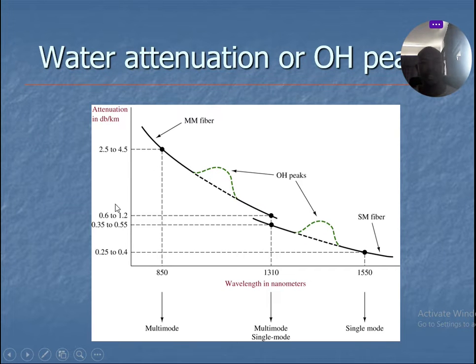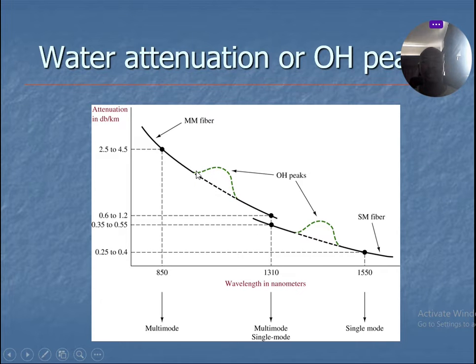Now, when plotted against the attenuation in decibel per kilometer, you can see that as the wavelength increases, the attenuation decreases. You can see from the graph that the attenuation is decreasing. It's coming down. The attenuation is decreasing as the wavelength is increasing, right? Now, this is for a single mode case, okay? Because for single mode, you need a bigger wavelength, right?